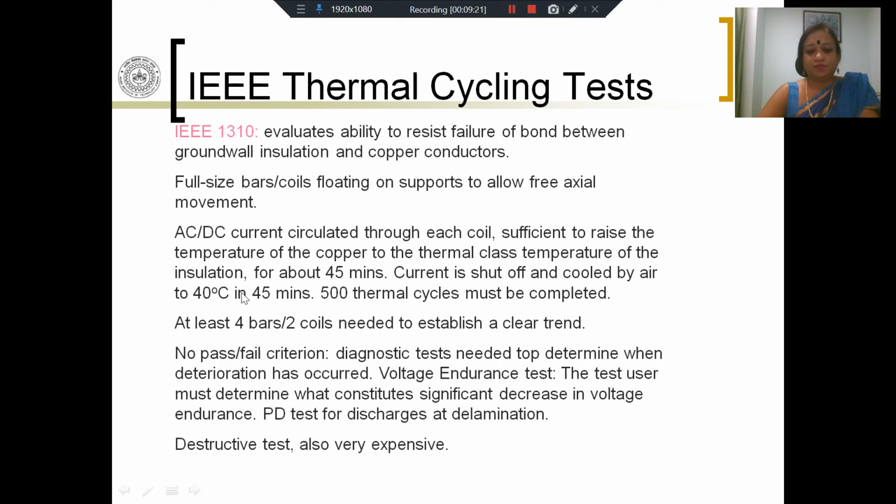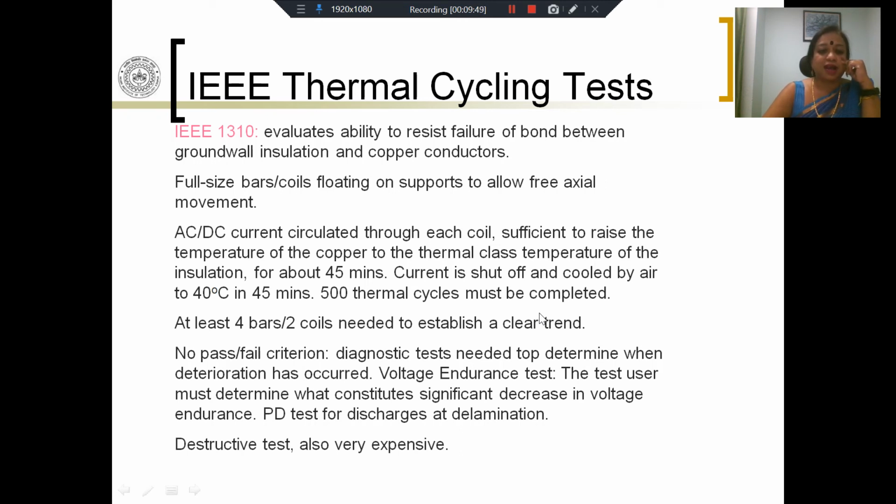So you go to high temperatures which are in the range of the thermal class of the insulation, because insulation is expected to withstand a certain temperature. Go to that and then keep it at that for about 45 minutes. After that, shut off the current, cool it by air to 40 degrees centigrade in 45 minutes. So you're bringing it down. So again heating, again cooling. So maybe 500 thermal cycles can be completed.